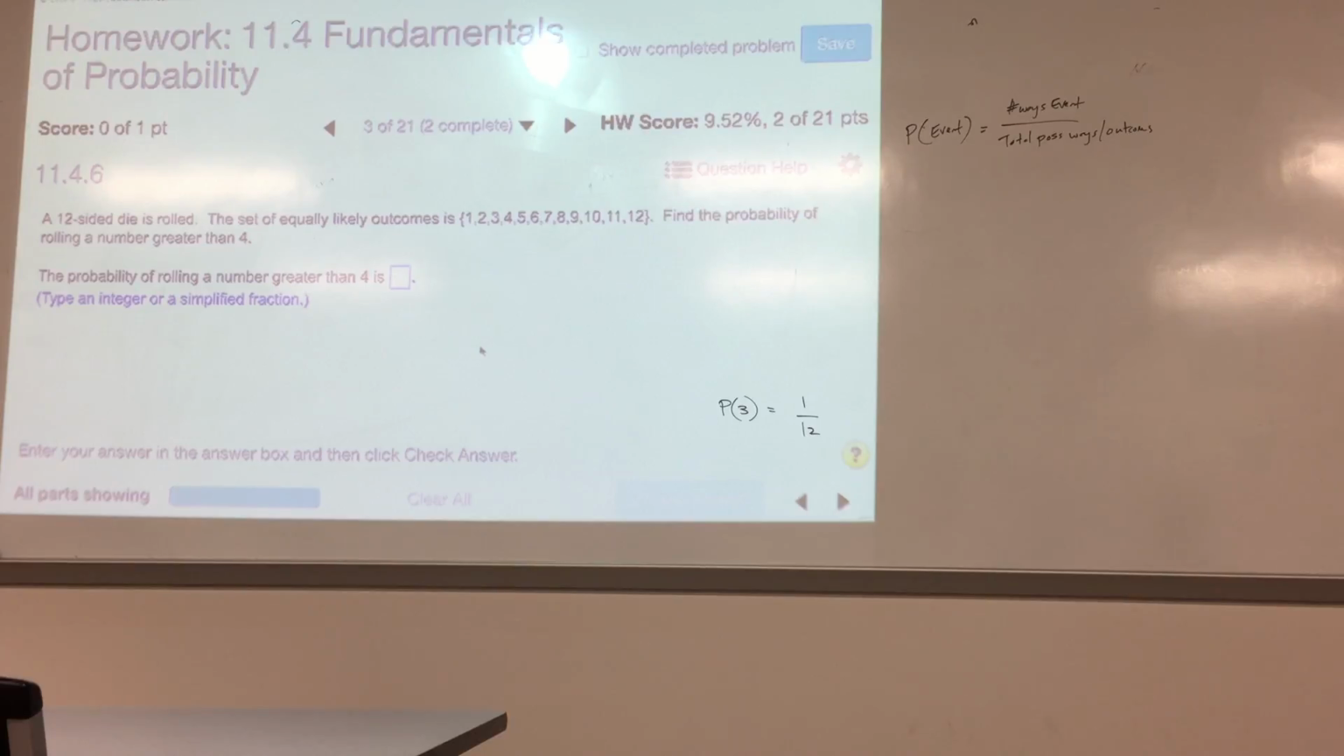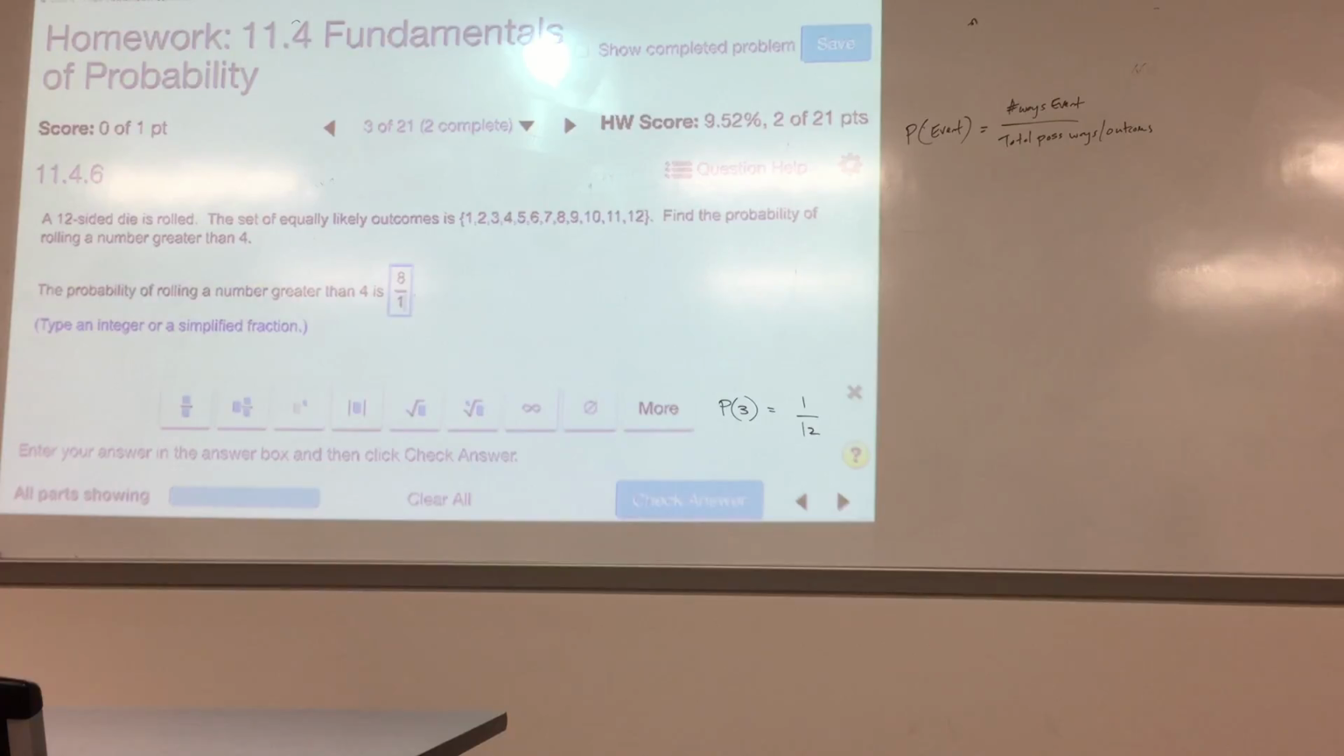A 12-sided die is rolled. The set of equally likely outcomes is 1 through 12. Okay, every side has only one number, one unique number. Find the probability of rolling a number greater than 4. Do we include 4? No, because it's not greater than or equal to. It's just greater than. So that's 5, 6, 7, all the way to 12. How many is that? 8. 8 out of 12. Is that the answer? No, because you need to simplify.